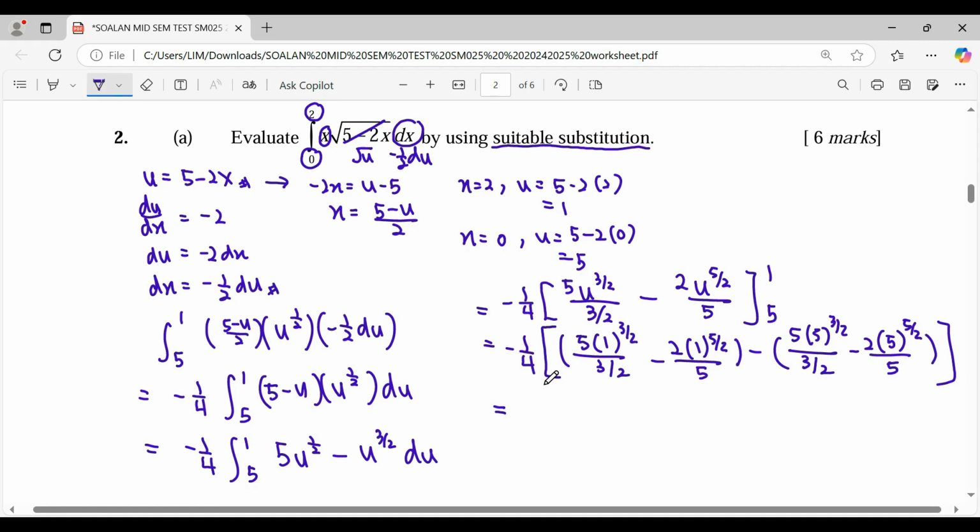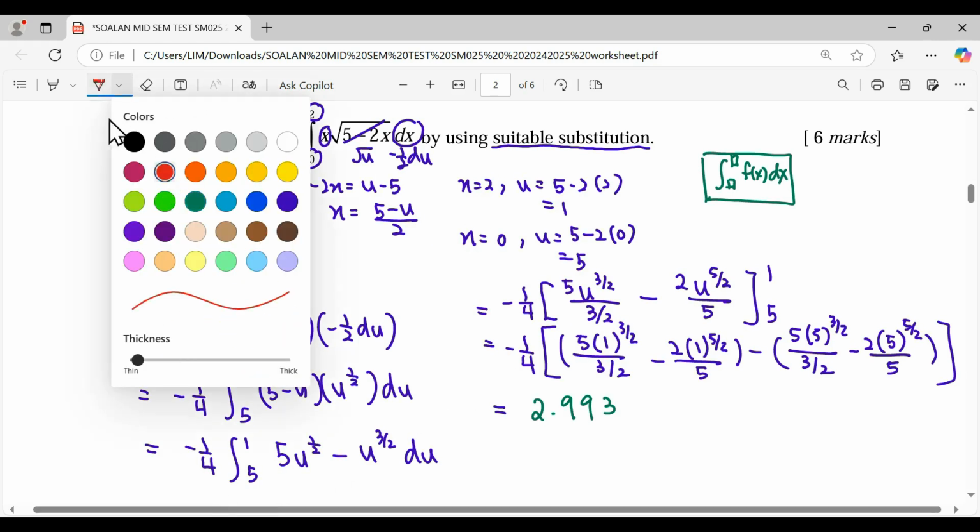So when you want to evaluate using your calculator, you can try directly pressing this button. Seek for this button, key in your lower limit, upper limit, key in your function. If you don't want to key in with this, you can key in with the function that you already simplified. So at last, we get our value, which is 2.993.